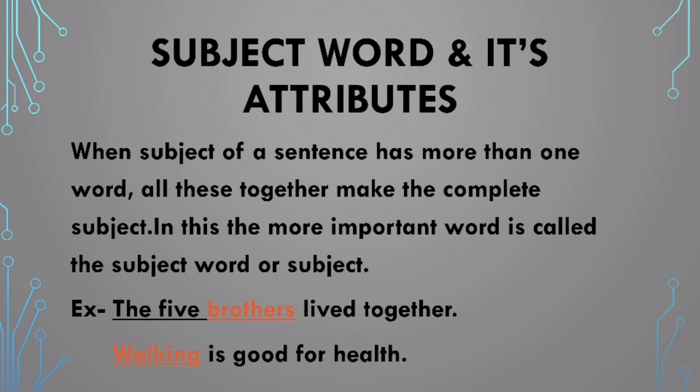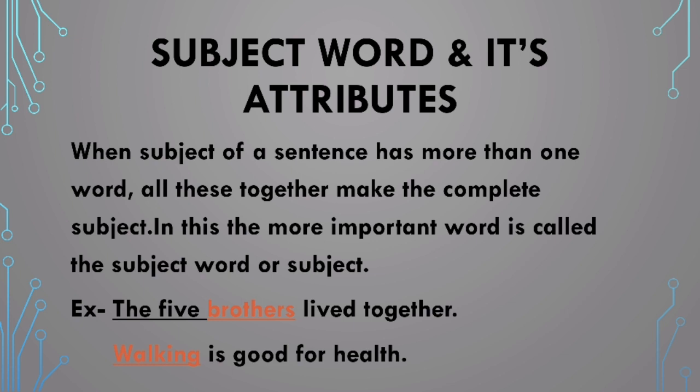Okay, so now students, we are going to learn about subject word and its attributes. It's a new thing for you, so listen carefully. When the subject of a sentence has more than one word, as I just told you that the subject may consist of more than one word, right? So when it consists of more than one word, all these together make the complete subject. In this, the more important word is called the subject word. The many words that together give you a complete subject, that phrase consists of a more important word. That more important word is the subject word, and the rest are attributes.